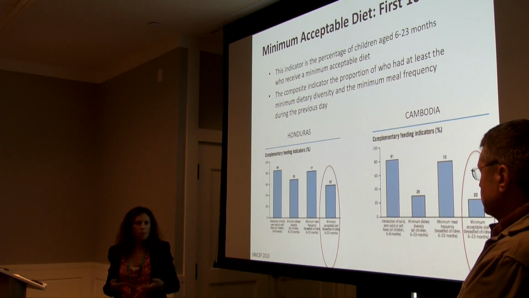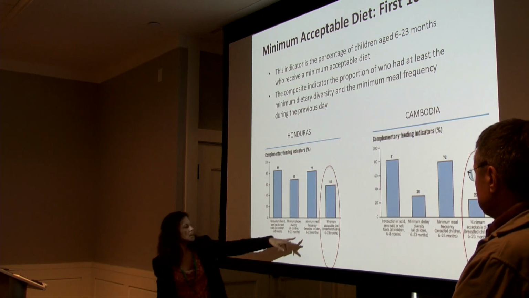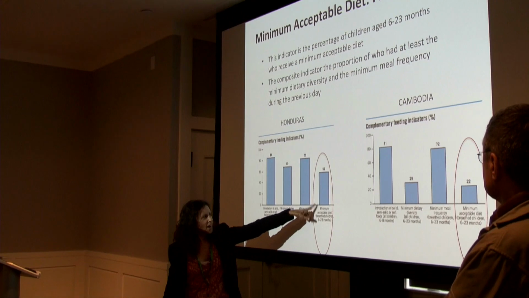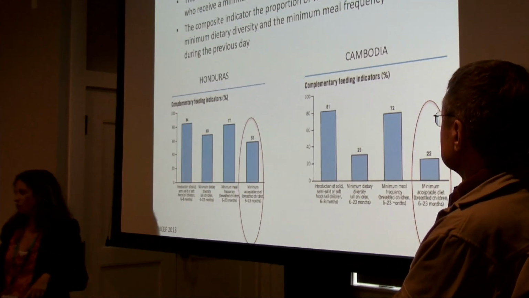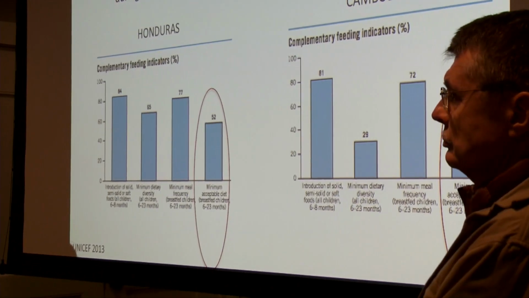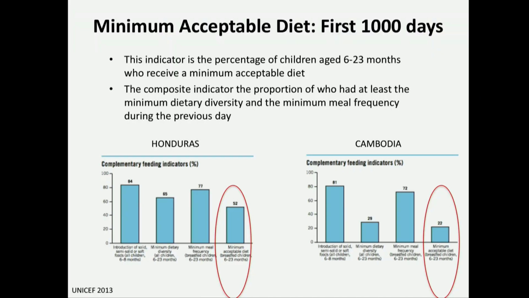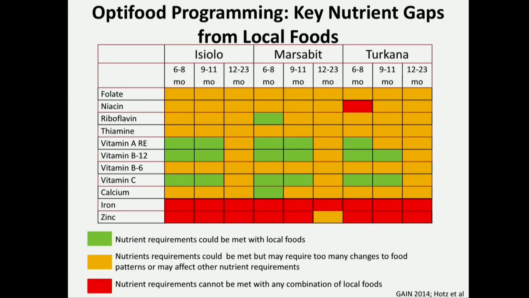The big nutrient gaps are zinc and iron. And you can see here's Honduras. Sorry, this is so blurry. Minimum acceptable diet. Most children only get, 52% of children in Honduras get a minimum acceptable diet. That means enough calories and enough diet diversity. This indicator is starting to be collected in all DHS, demographic health surveys. Great indicator. WHO and UNICEF are the keepers of that.